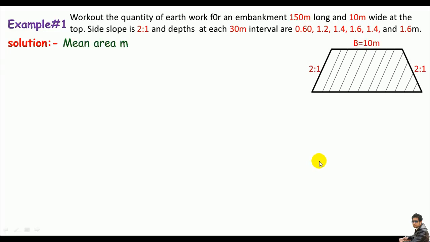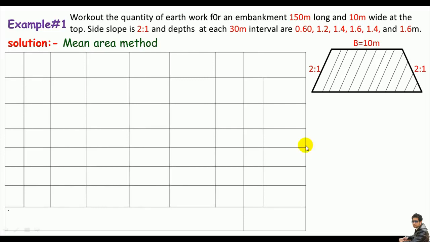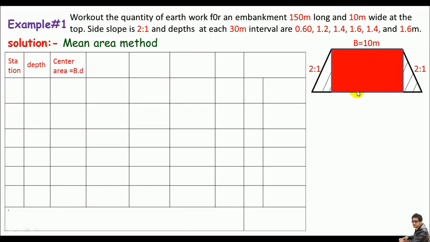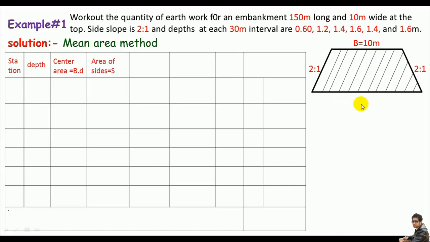I'll complete my approach using the mean area method, and the mean area method can be done in this simple table. The first column will represent the stations, the next the depth at each 30-meter interval, which are given. Then I'll calculate the central area, which is just the center of this trapezoidal shape. And then the area of the triangular shapes at both sides, which is SD square, because the slope is uniform to both sides.